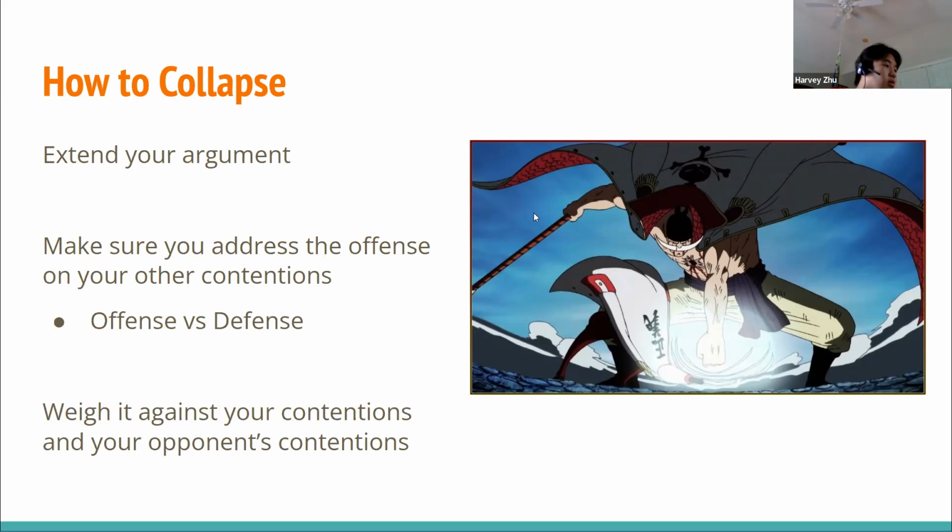And the final thing you have to do, and I'd argue the most important thing, is weigh it against your contentions. So obviously, weigh it against your contentions and your opponent's contentions. Obviously, your arguments will not be perfect. There always is room for your opponent to argue. So the thing you do to cover all your outs is basically weigh safety over your other contentions.